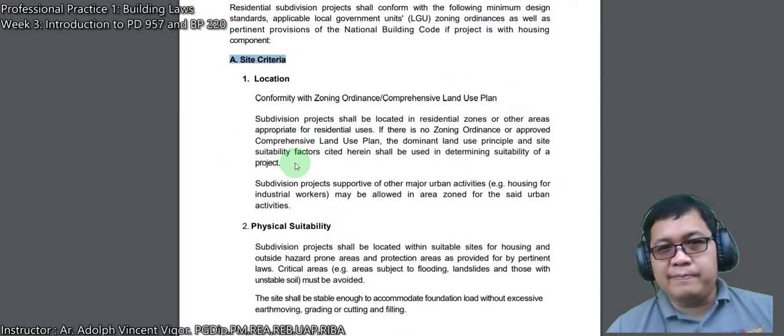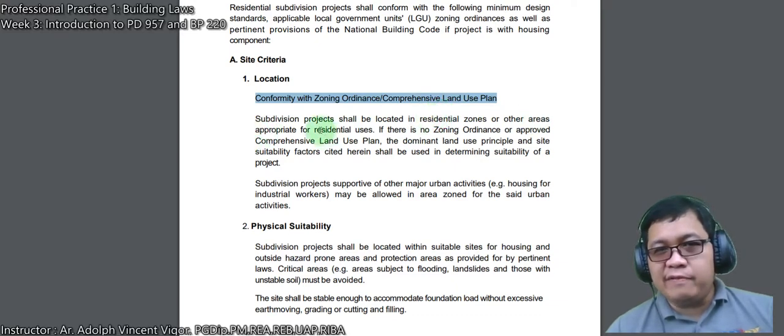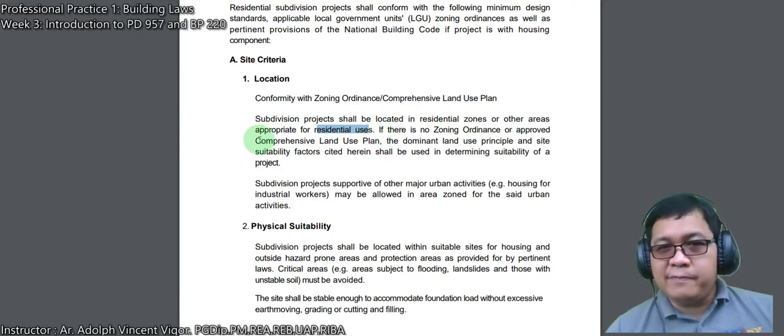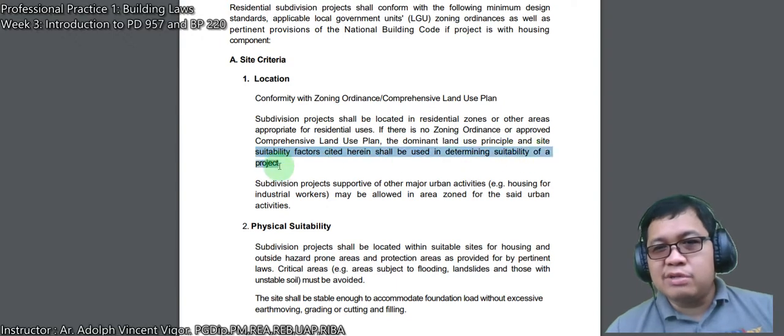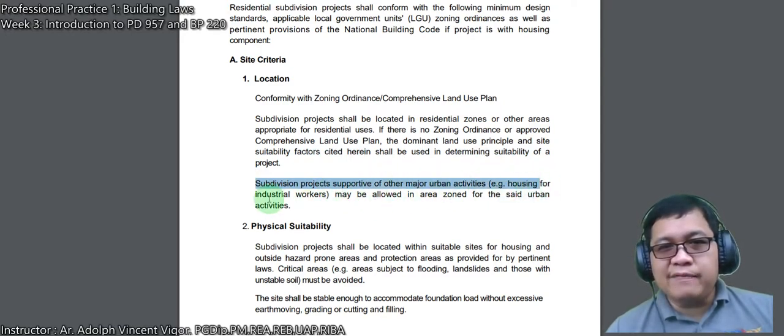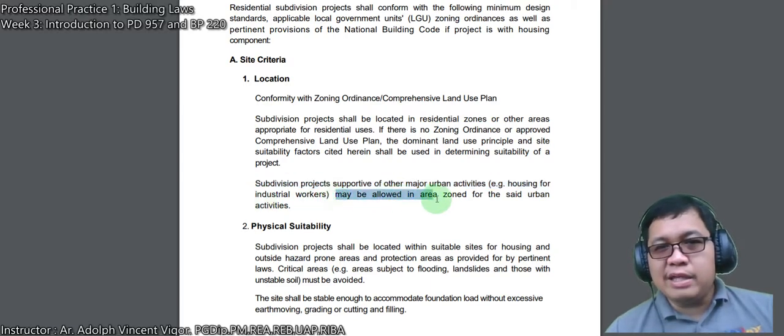First, the site criteria. Location. Conformity with zoning ordinance and comprehensive land use plan. Subdivision projects shall be located in residential zones or other areas appropriated for residential uses. If there is no zoning ordinance or approved comprehensive land use plan, the dominant land use principle and site suitability factors cited herein shall be used in determining suitability of a project. Subdivision projects supportive of other major urban activities, for example, housing for industrial workers, may be allowed in areas zoned for the said urban activities.